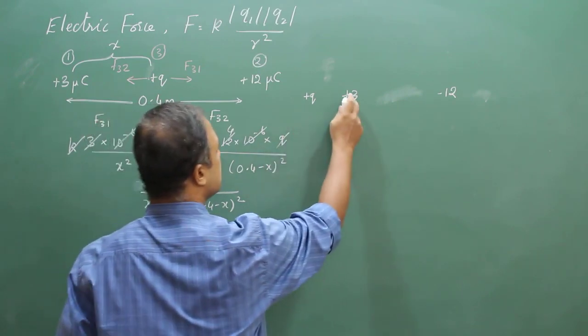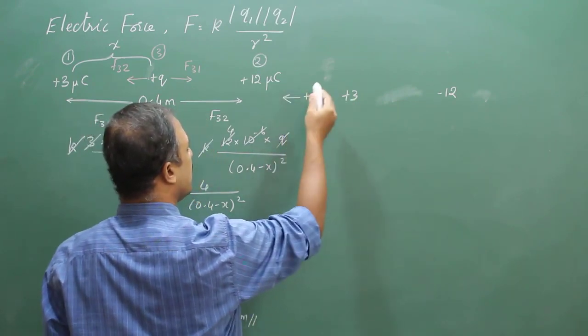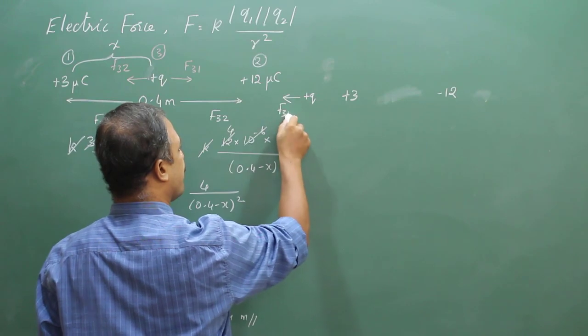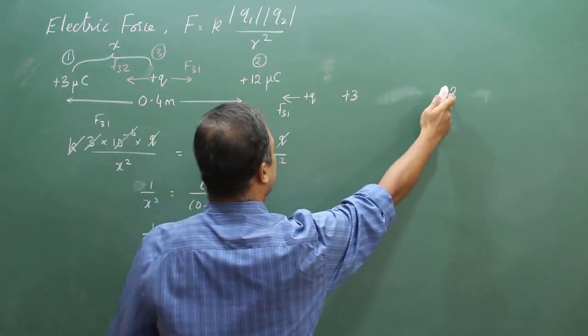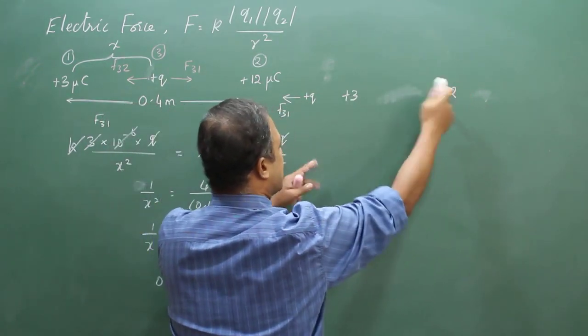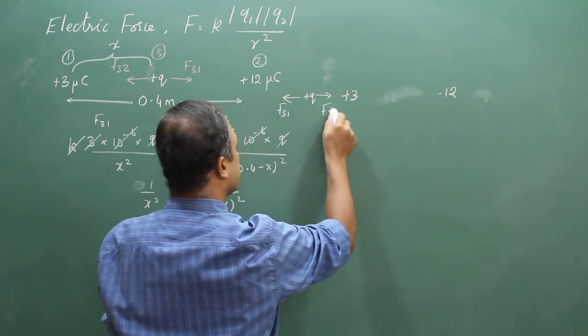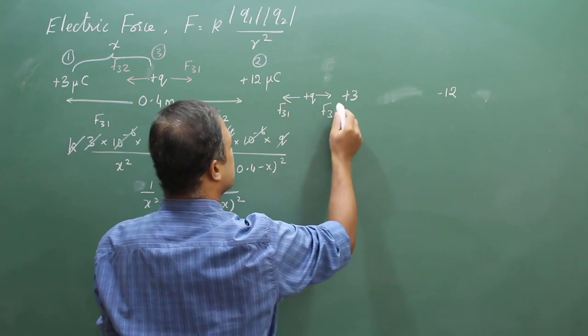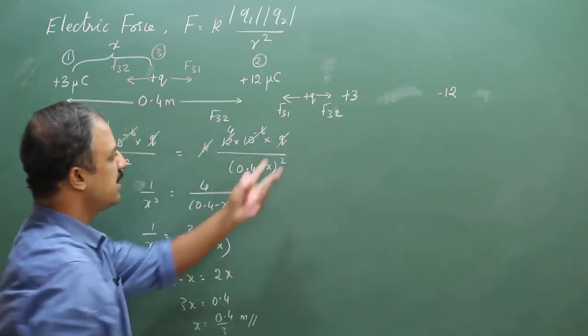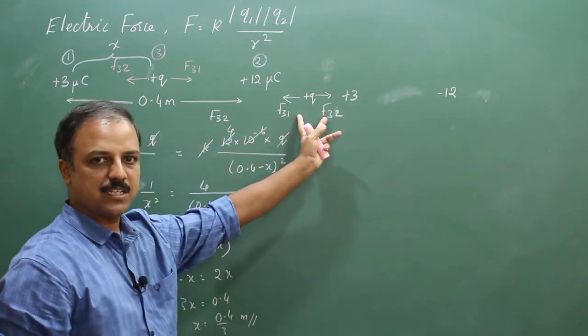Now here this 3 will repel this with a force, say F31, and this minus 12, magnitude wise it is larger and distance is larger here, so this will attract. So there is a possibility that these two forces can cancel out each other.